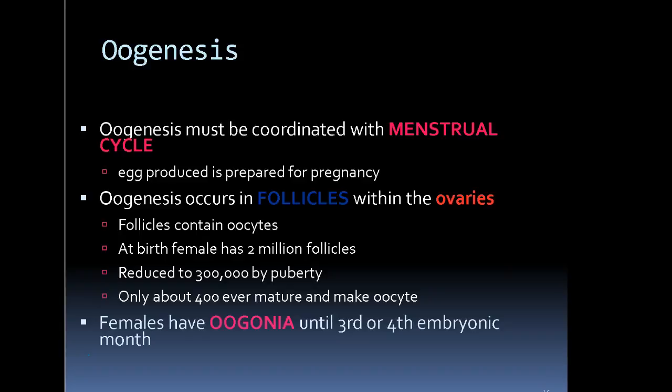One a month. Okay, so the other big thing, females have oogonia until their 3rd or 4th embryonic month. So before they're born, all of the oogonia have become oocytes. Unlike men, men have spermatogonia that can undergo mitosis as well as meiosis, so they can produce an almost unlimited amount. Whereas a female, her oogonia have already, prior to her being born, become oocytes. Okay?